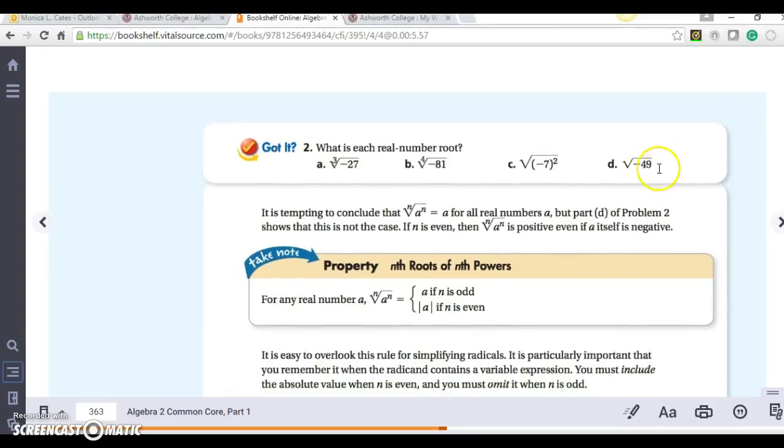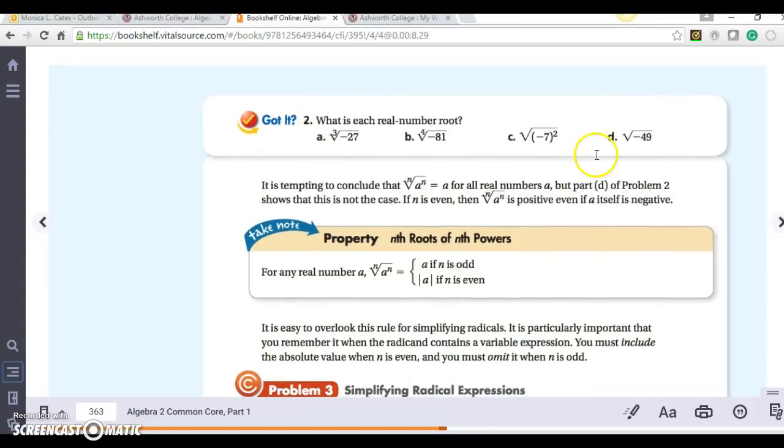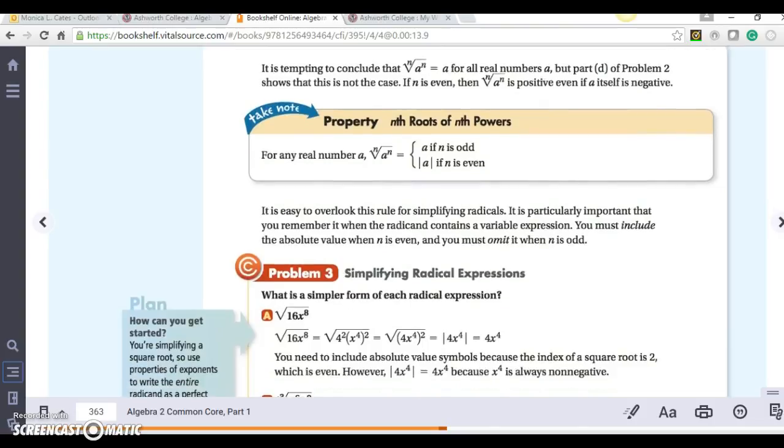But here we have a negative, so we couldn't take the square root. For part C, even though it would be tempting to say, oh no, the answer is just -7, we know that because we went ahead and squared this, and we got 49, and the square root of 49 is 7, that we wouldn't really necessarily have to say that.